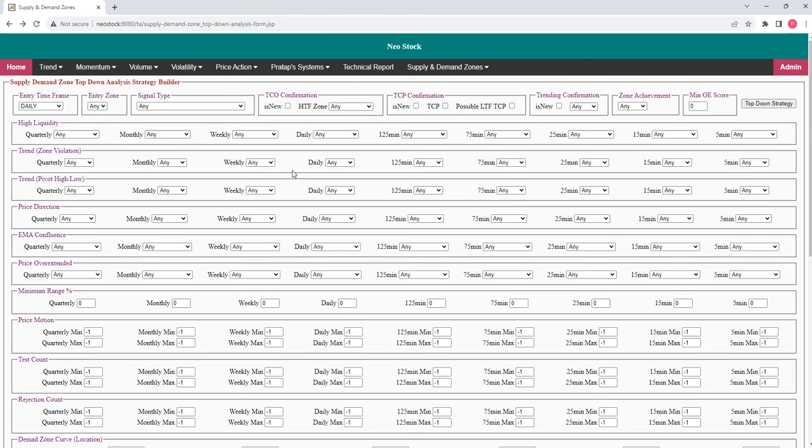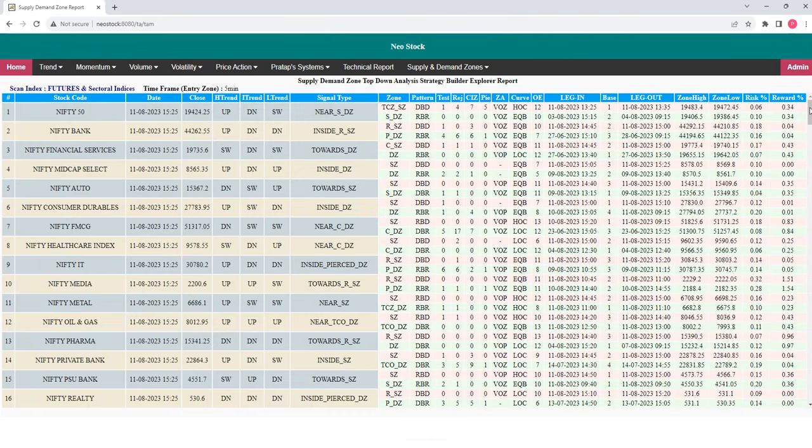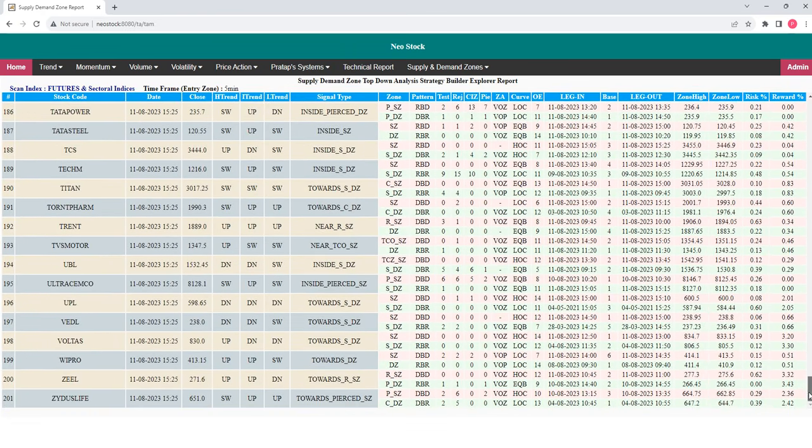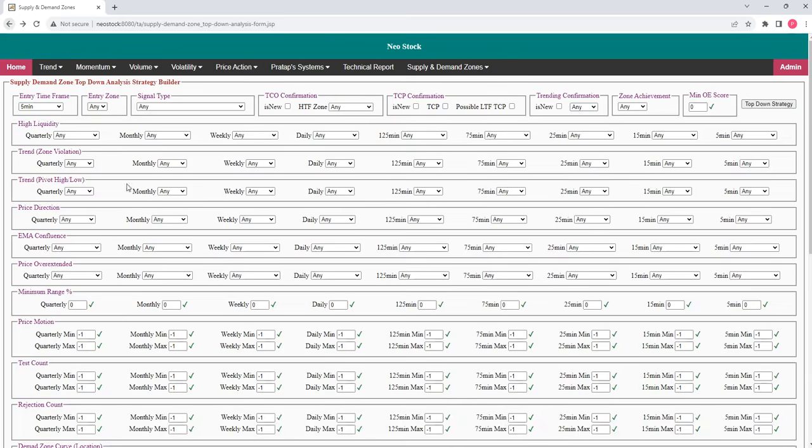Let us look into one more strategy. This time I'm selecting my entry time frame as 5 minutes. So without building a strategy, let me click on the top-down strategy button. Now it displayed all the 5-minute zones for all the 201 stocks. So we want a strategy to filter these zones.